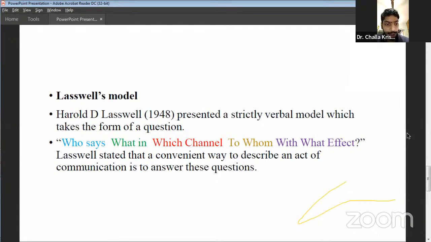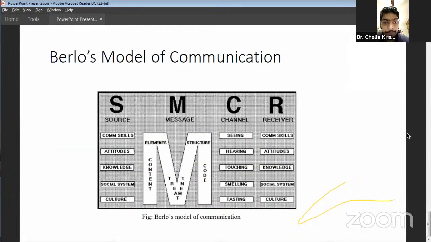Next slide, please. So this is the final slide. This is Berlo's model of communication. Berlo's model of communication doesn't have feedback, as you can see. It just has SMCR: sender, message, channel, receiver, or source, message, channel, receiver. Sender or source, both are the same.